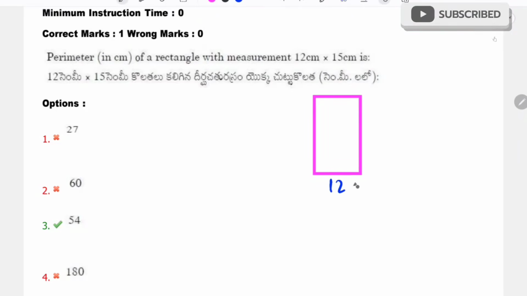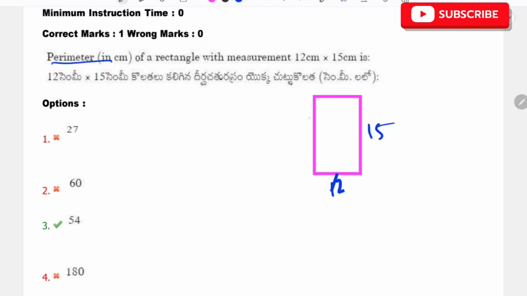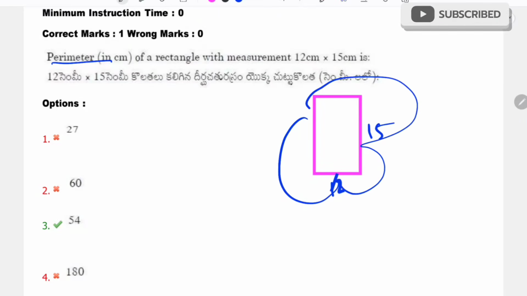So this is 12. Okay, this is 12 and this is 15. So perimeter of a rectangle, what is the formula? Perimeter means adding all four sides. Add this side, this side, this side and this side. All four sides, if you add, what you get is the perimeter. The sum of the four sides of this one.